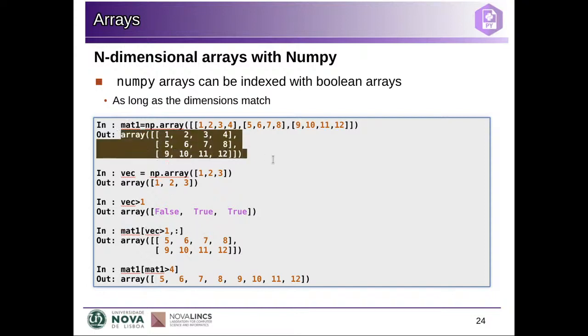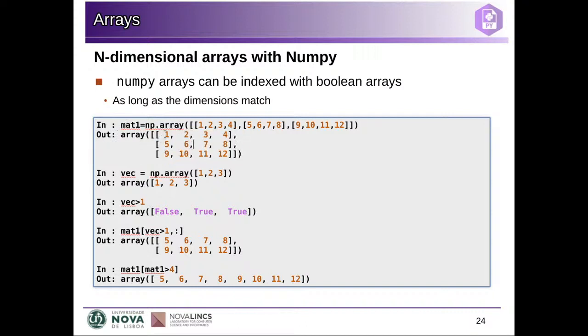So this matrix has 3 rows. If I use a Boolean array with 3 values, I can use that one to index the rows, and I get only the rows corresponding to true values. So if I want from this matrix only those rows corresponding to the elements of this vector that are larger than 1, then I get this. The vector larger than 1 is false, true, true, and this means I only get the second and the third rows. The first one is missing because it's false.